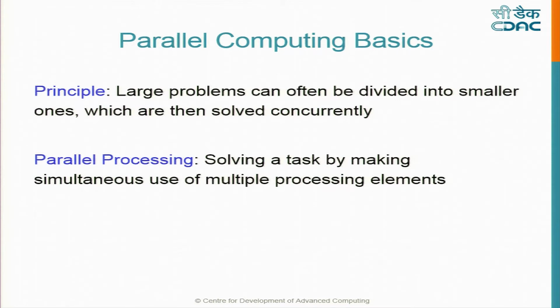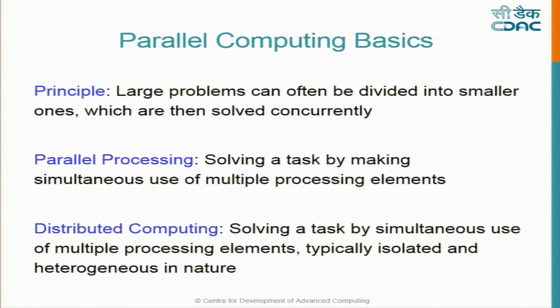So the first step is that you have broken the problem down into multiple smaller problems. Then you assign multiple processing elements. You need multiple processing elements to which these smaller tasks, or the concurrent tasks, can be assigned.